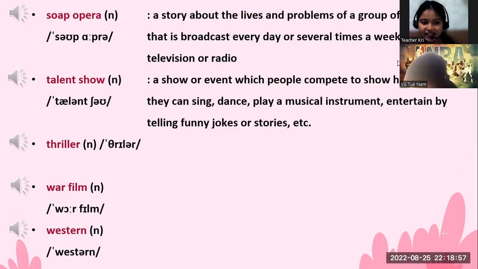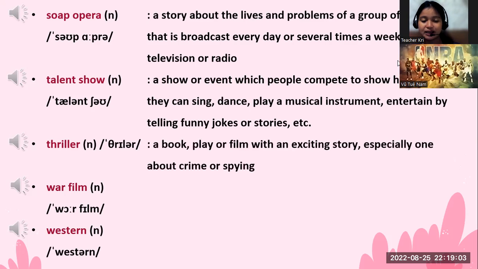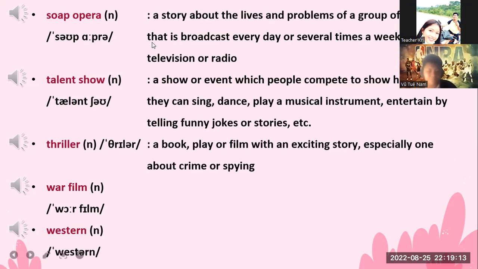Okay, next word is thriller. Thriller. Okay, so a thriller is a book, play, or film with an exciting story, especially one about crime or spying. A book, play, or film with an exciting story, especially one about crime or spying. Okay, so let's read it one more time. So it's exciting, especially crime, spying.